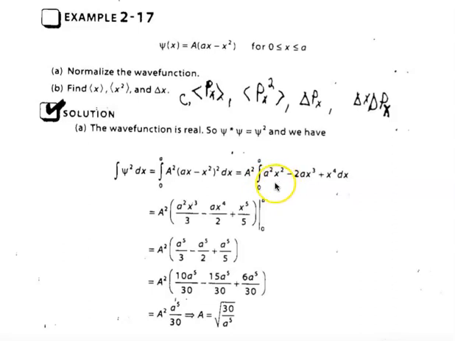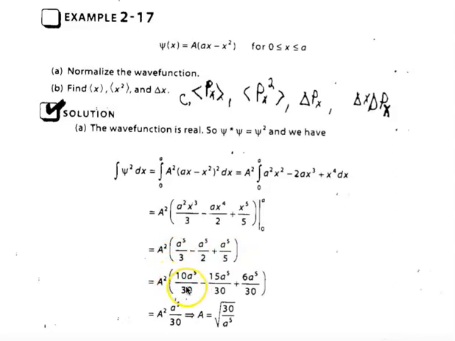Now when you integrate term by term, the integral of a sum is the sum of the integrals. So you get then capital A squared comes out, times the quantity lowercase a squared x cubed over 3 minus a x fourth over 2 plus x to the fifth over 5, evaluated between 0 and lowercase a. So when you put in the upper limit, you get this result. You put in the lower limit, you get 0. So the author doesn't even write it.